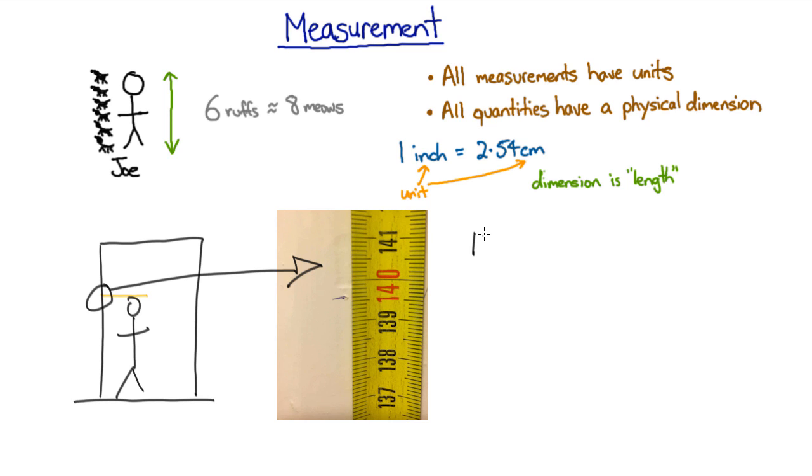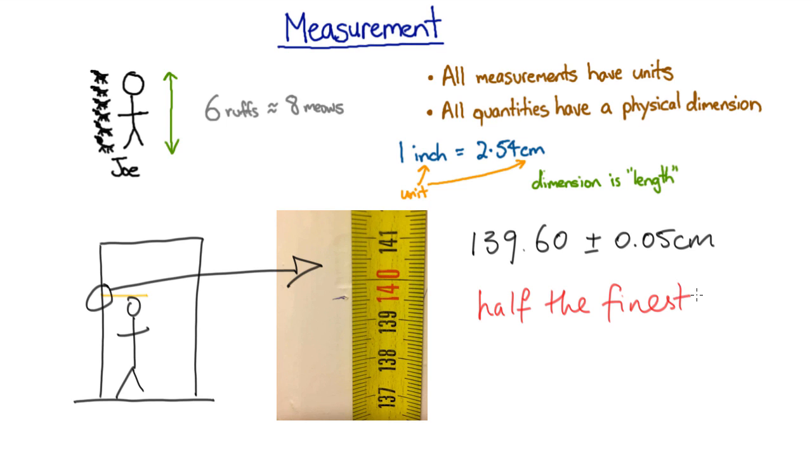The first type of uncertainty in the measurement is dictated by the fineness of the divisions on the ruler. This measuring tape has lines spaced 1 millimetre apart, and at the very best I can read off a measurement to within about half a millimetre. So I should record the height as 139.60 centimetres plus or minus 0.05 centimetres. This specifies the finite precision of your measuring instrument.